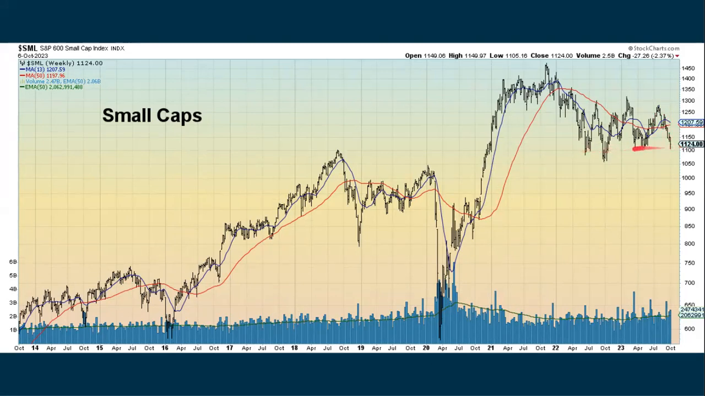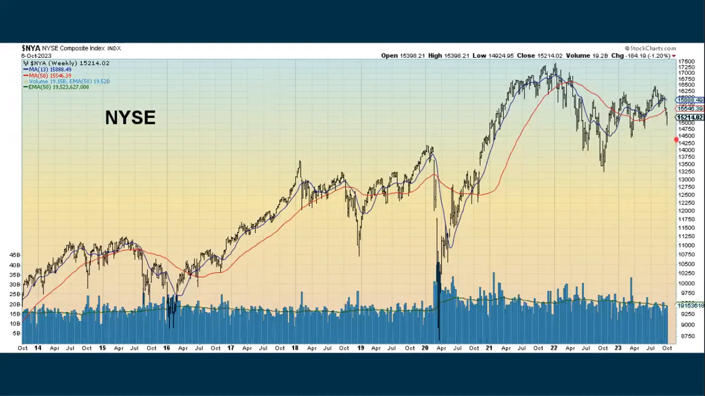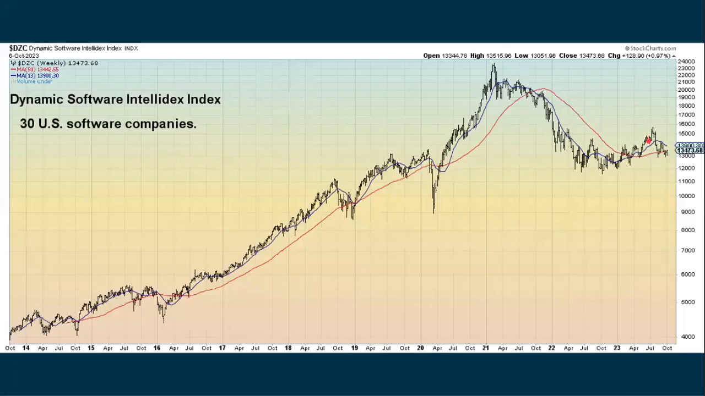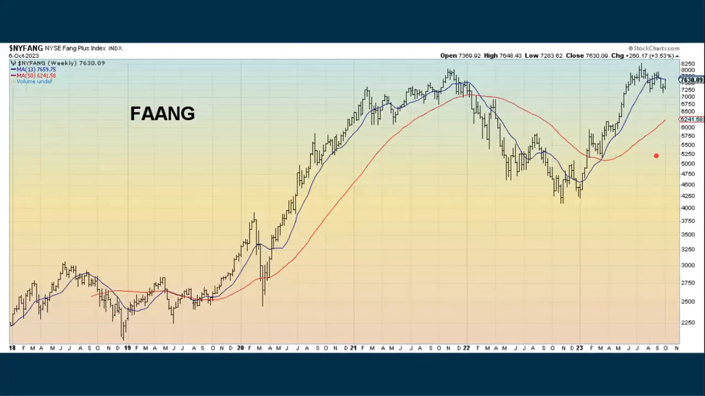This level that we're at now has acted as support. We closed up off of that during the week, but we want to see the small caps really doing well, and they just have not been doing well. The NYSE, which is a broader measurement, continues to be in an uptrend, even though we're dropping back recently. All stocks continue to be in an uptrend. The 30 biggest software companies also dancing around the red longer-term moving average. They're in a weakening uptrend, but it's still an uptrend.